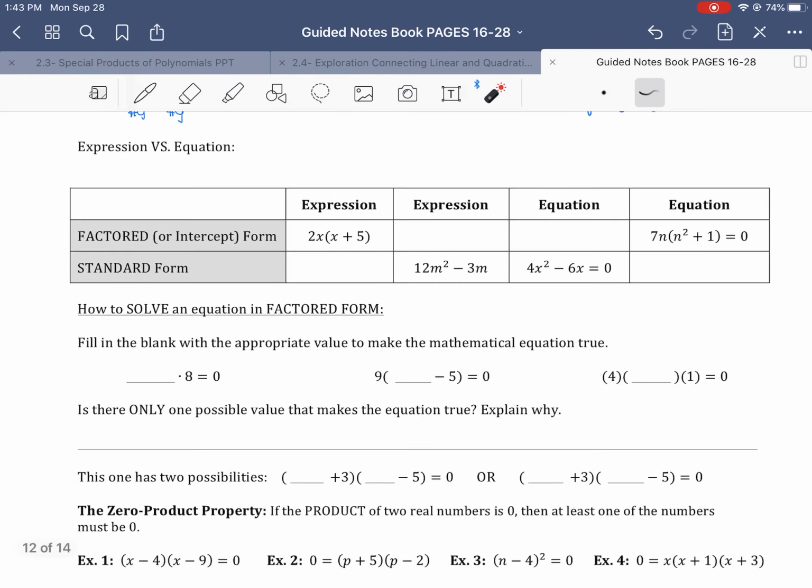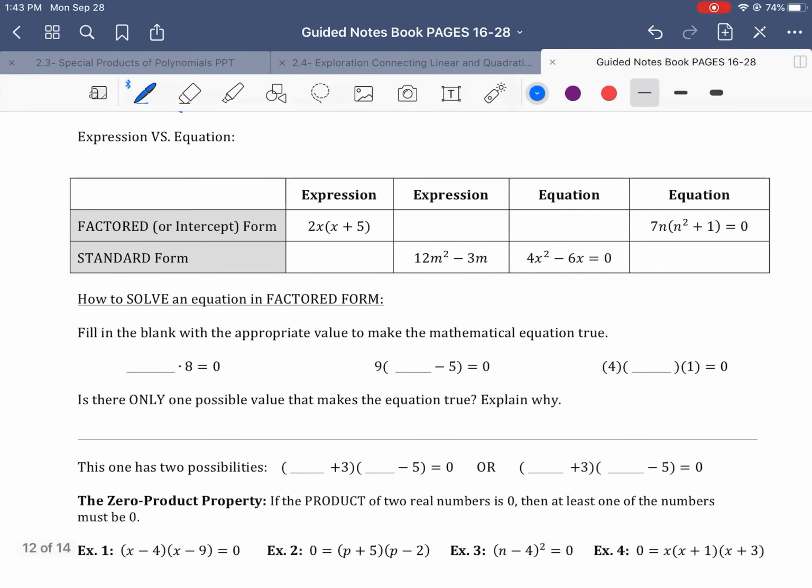Okay, once we've done that, we should be able to go back and forth. Now, expressions don't have equal signs, and we're just using expressions, you'll notice, to help us practice techniques.